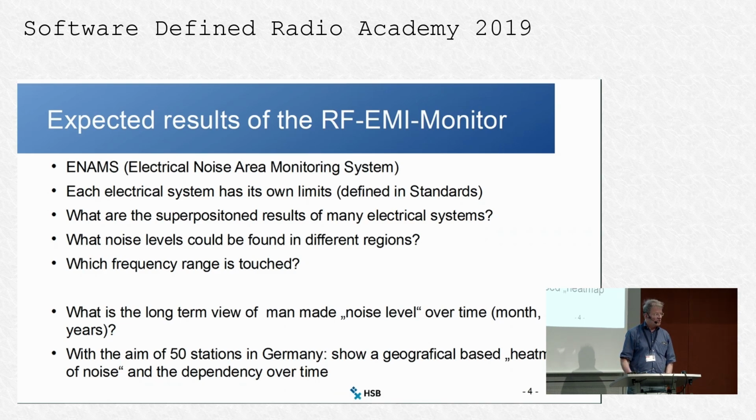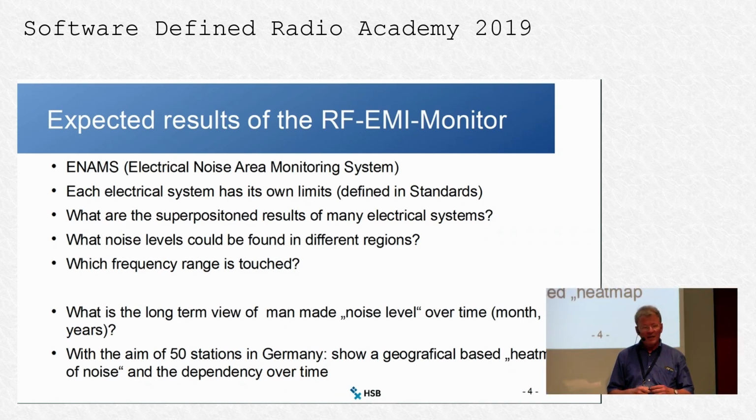Which frequency range is touched? You'll find that several specific equipments only touch one small part of the spectrum up to 30 megahertz. And this should be found in our system. And the next question is, what is a long-term view of man-made noise levels over time? Not only days, hours, as we do with our manual systems in the shack. It should be measured for months and years. So our system must be stable for this time. With the aim of 50 stations in Germany, we will show a geographical-based heat map of noise and dependency over time. This is the aim of the system.